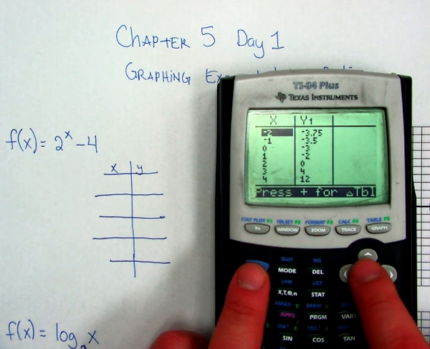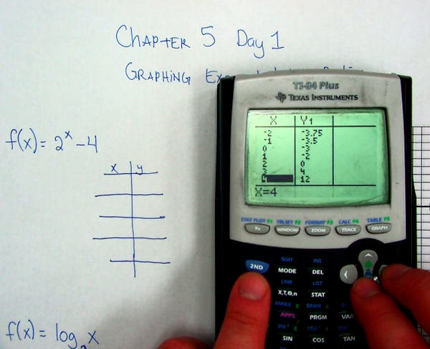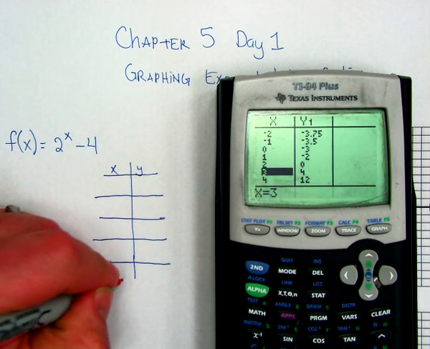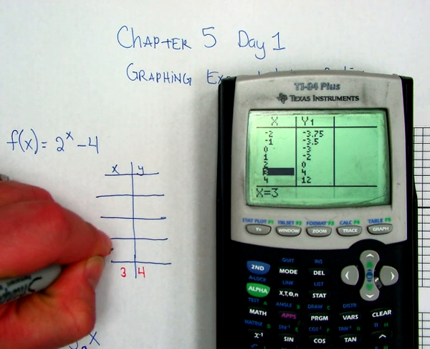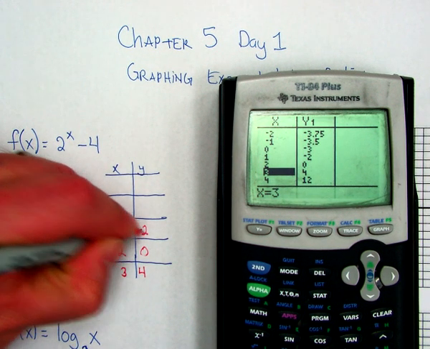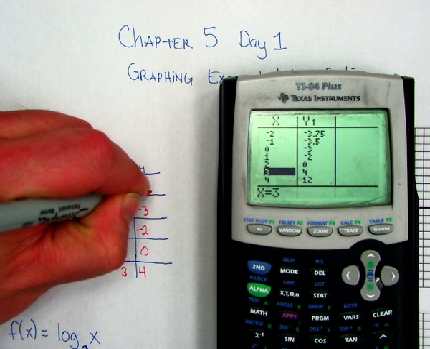And what we're going to look for are some values that actually make this graphable. So for example, 4, 12 is a good point, but it goes off of the graph. So we want to try to use values that do work. So we have 3, 4 here, which is a good point. 2, 0, which is a good point. 1, negative 2, 0, negative 3, and negative 1, negative 3.5.